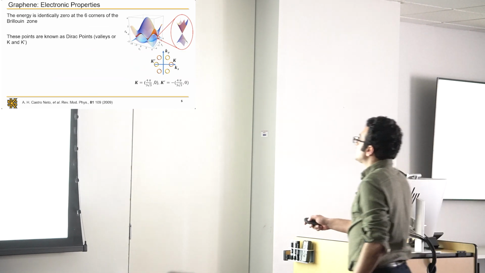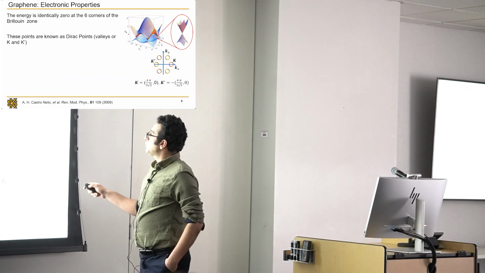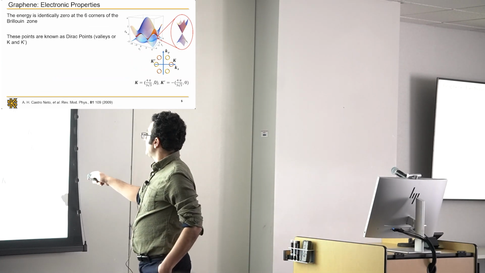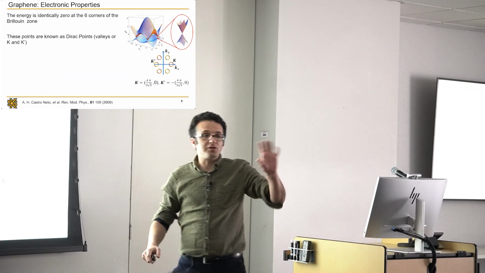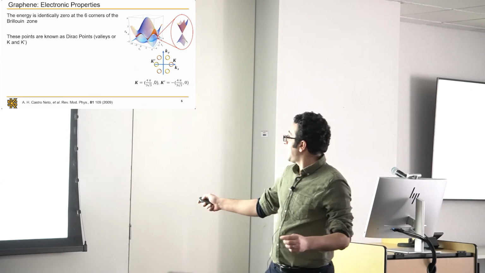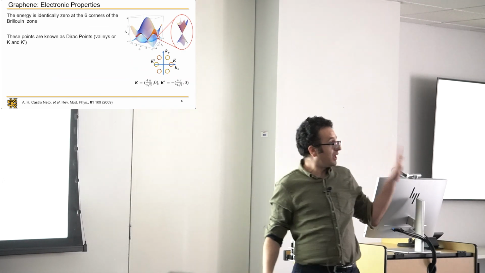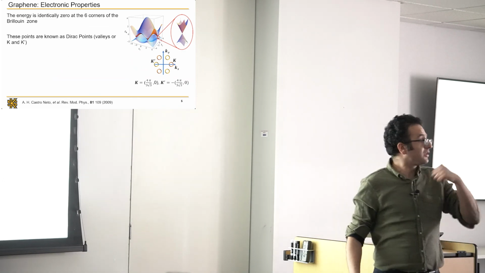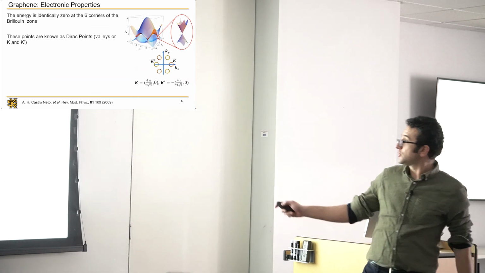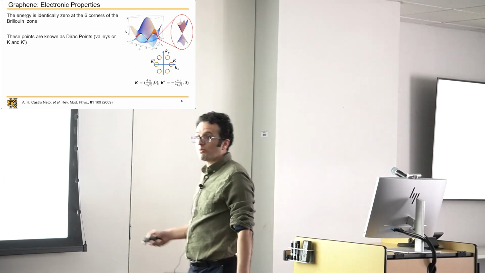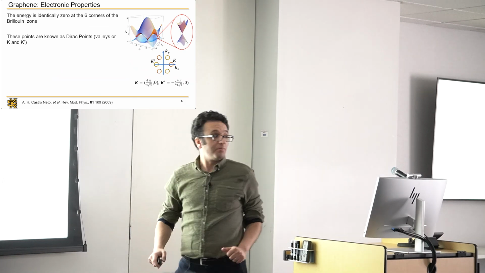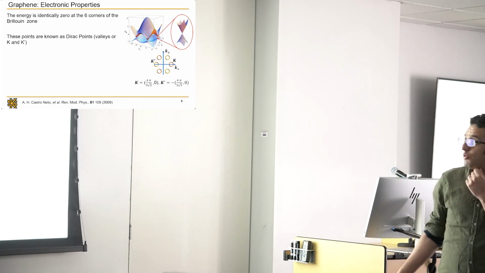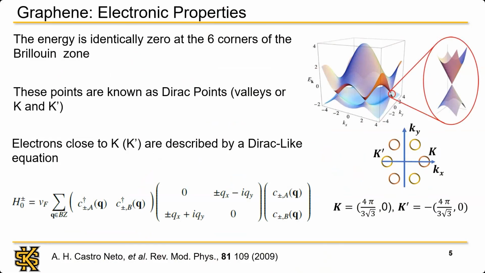So now, what I should point out is that every 2 of these points are inequivalent. The points that appear in yellow are equivalent because they are easily related by a rotation. However, the K and the K prime, which are the ones that I'm interested in, are inequivalent because they are related through time reversal. So you see, all the K points are related by simple rotations, while K and K prime are related by time reversal.